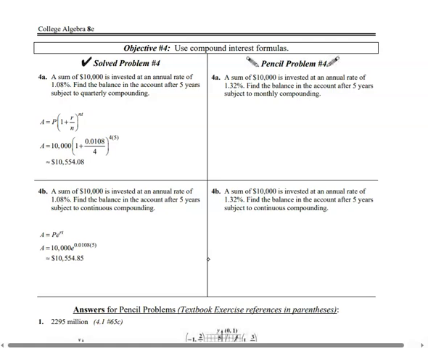So for this one, a sum of $10,000 is invested at an annual rate of 1.32%. We're supposed to find the balance in the account after 5 years. And so there is a percent increase per year, but this is actually a nominal rate.